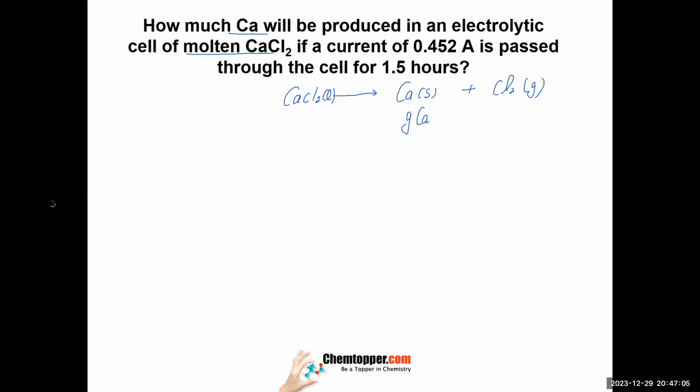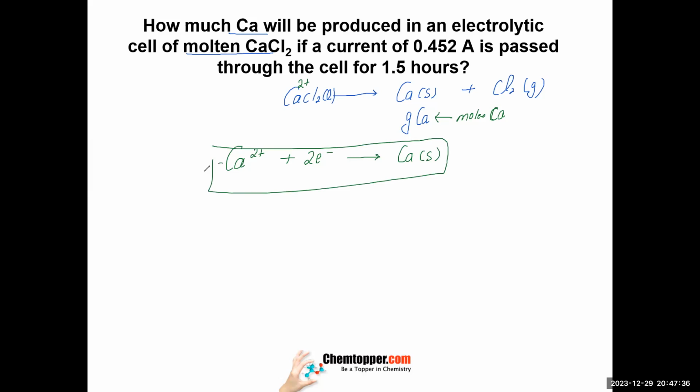I will calculate the grams easily if I know the moles of Ca. Now let's see the change in Ca. Ca is going from 2 plus, here it is 2 plus, right? So it's gaining how many electrons? 2 electrons to give you Ca solid. I know this equation.